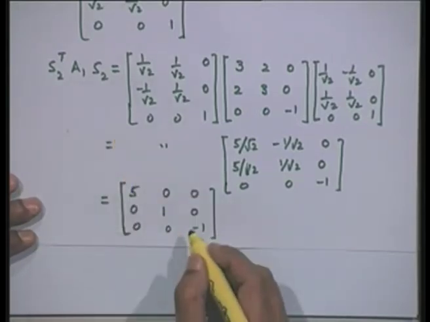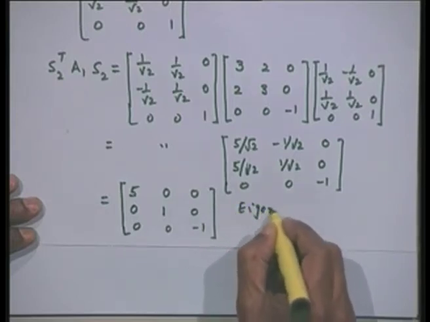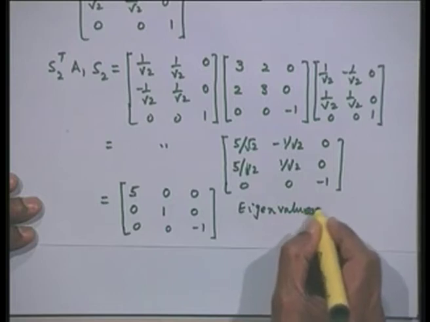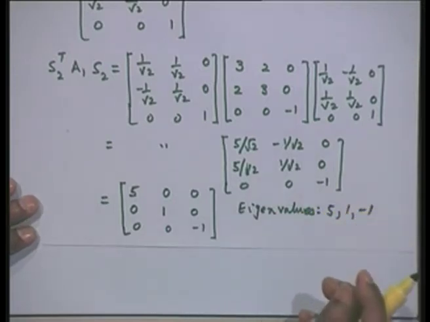Therefore we have now finally produced the diagonal matrix. Therefore here we can immediately write down that our eigenvalues are 5, 1 and minus 1. These are the eigenvalues of our system.